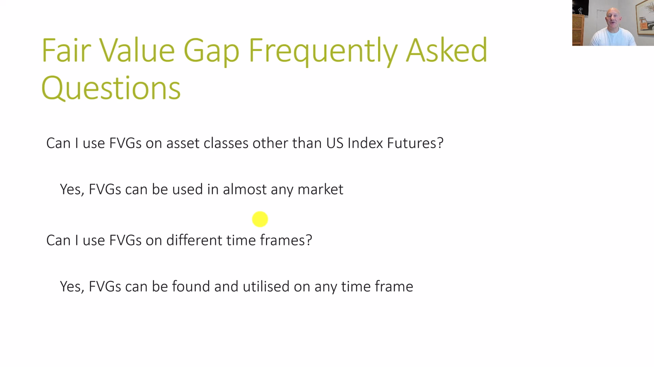So since I started talking about fair value gaps on my channel, the 2 most frequently asked questions I get is, can you use fair value gaps on other asset classes other than US index futures? And the reason for this is because ICT uses the S&P and the NASDAQ throughout his teachings, and so naturally some people think this methodology only works on those asset classes.